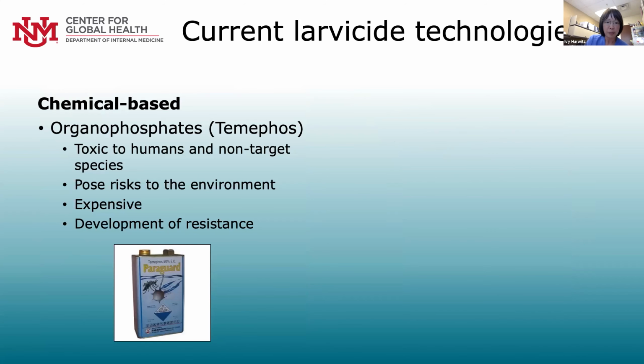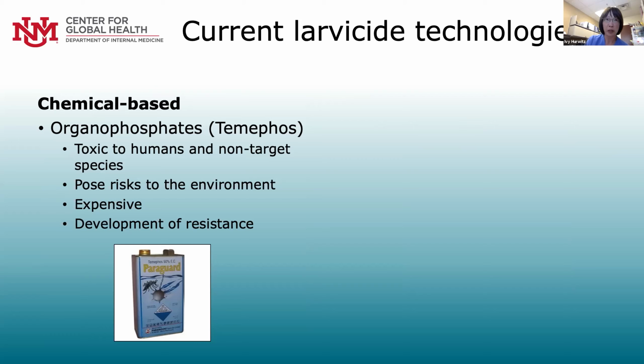Another method to control the mosquito population is the use of larvicide. This might be an easier approach to control these insects, as they're larvae, right? And they're contained within the body of water. They can't really fly away from you. So there are currently 2 types of larvicides.